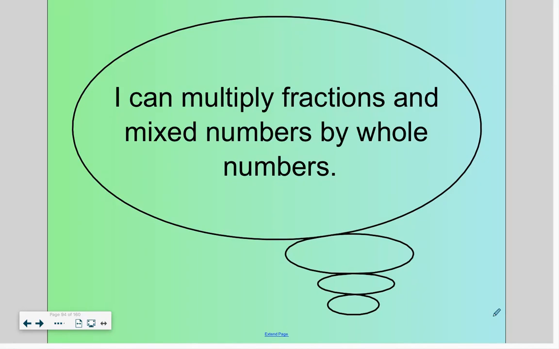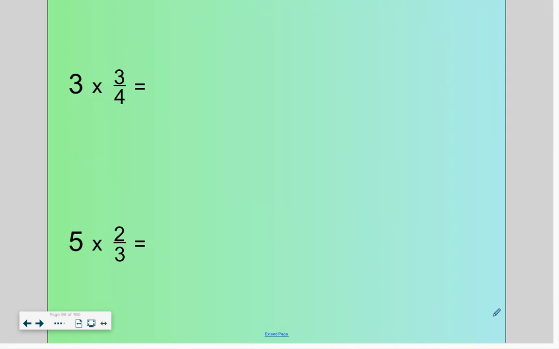Today we are going to multiply fractions and mixed numbers by whole numbers. Let's review multiplying a whole number by a fraction. When you multiply a whole number by a fraction, you multiply the whole number by the numerator and you keep the denominator the same. 3 times 3 is 9. Keep the denominator the same.